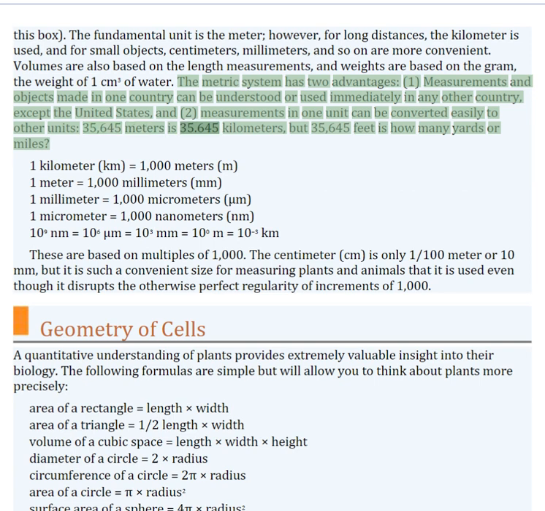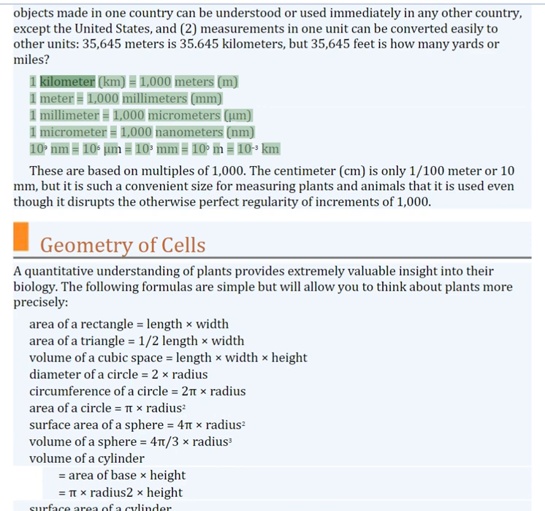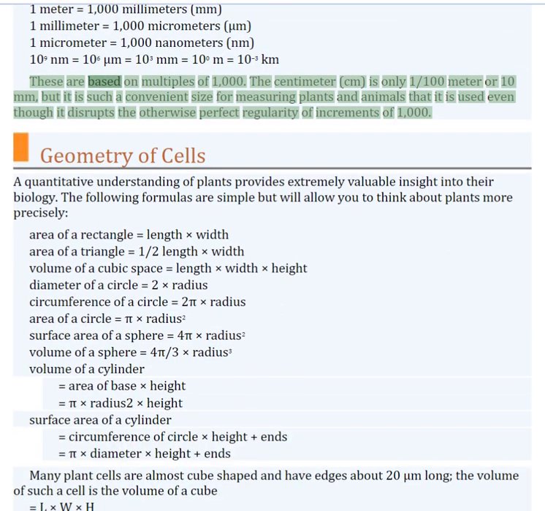35,645 meters is 35.645 kilometers, but 35,645 feet is how many yards or miles? 1 kilometer equals 1,000 meters, 1 meter equals 1,000 millimeters, 1 millimeter equals 1,000 micrometers, 1 micrometer equals 1,000 nanometers. These are based on multiples of 1,000.